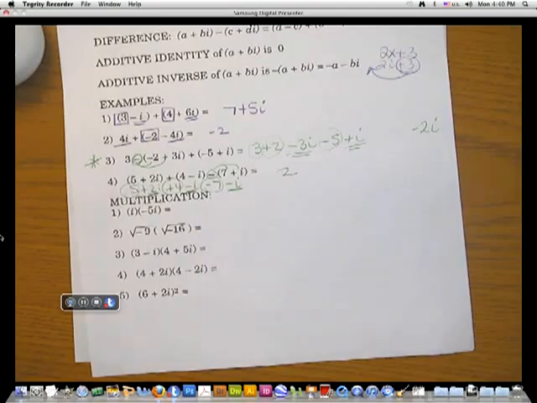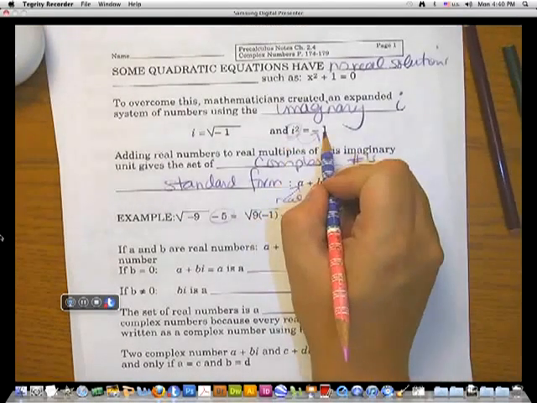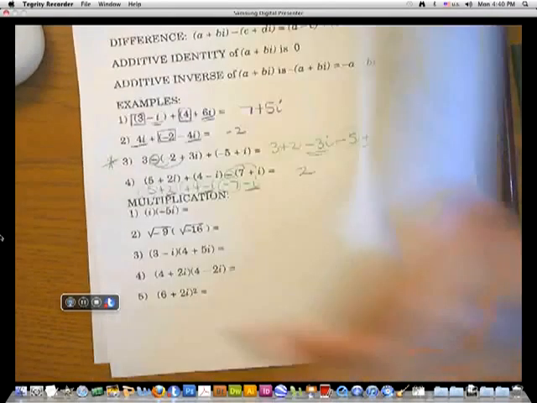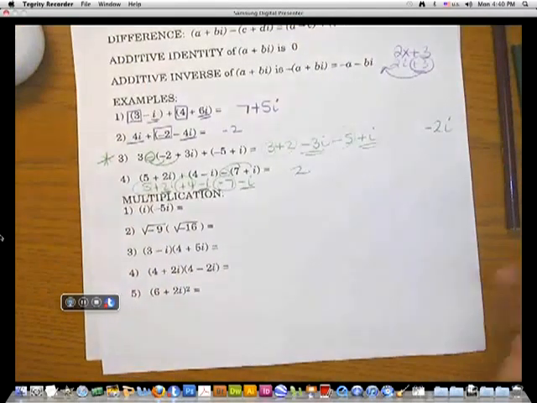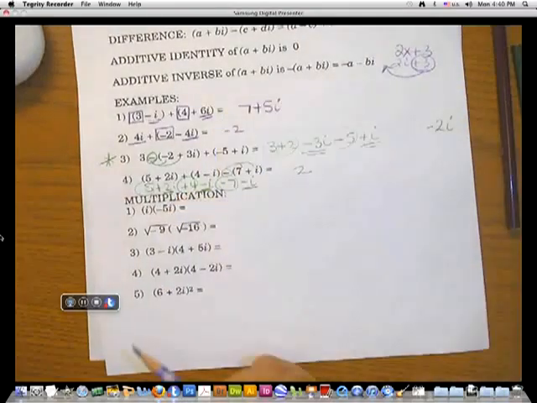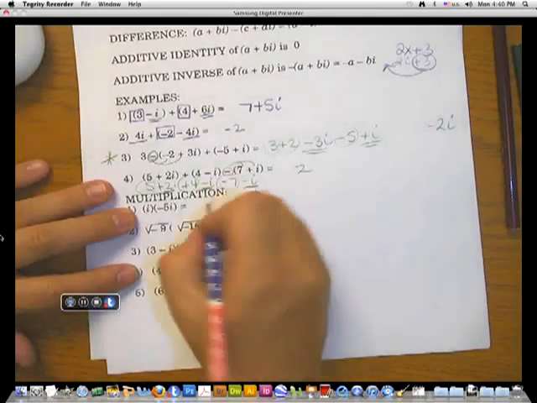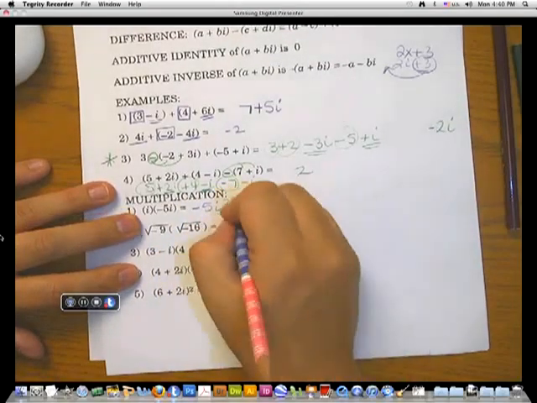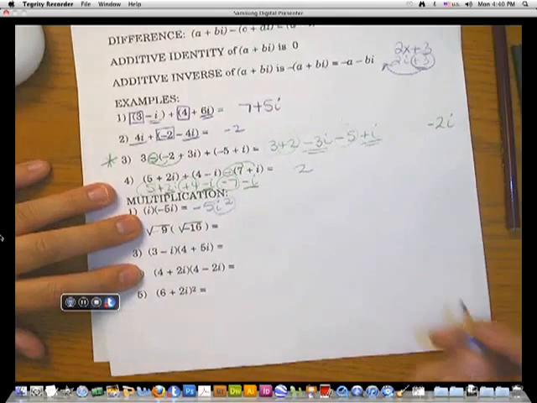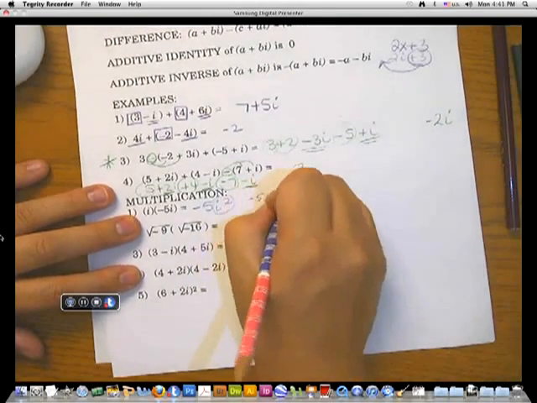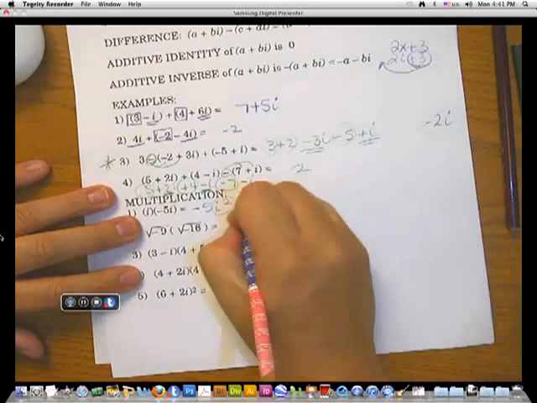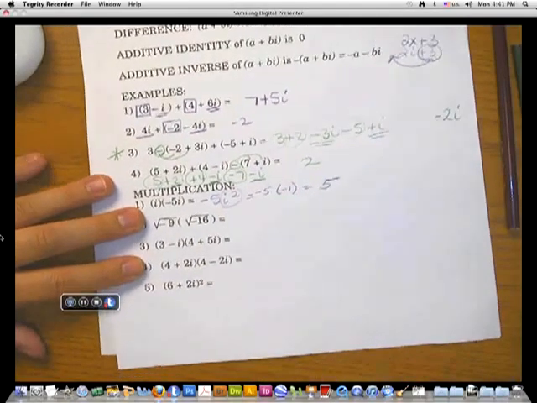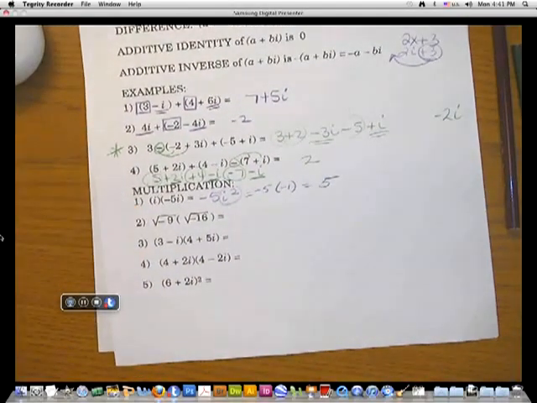Alright, now multiplication is a little bit different, and it goes back to this very first rule on the first page that said if we get an i squared, it becomes a -1. Because when we multiply, there is the potential for an i squared. Example on the first one. i times i, so we get -5i squared. But we have a value for i squared. The value for i squared is -1. Therefore, the solution is actually +5.